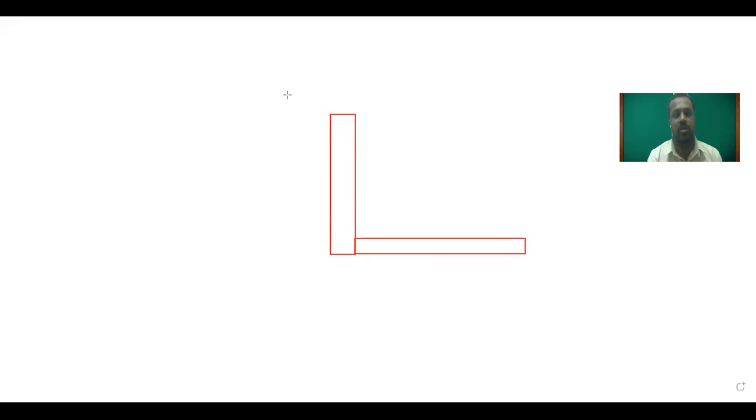Suppose we have two plates like this. This is plate number one and this is plate number two, and both plates are joined to each other with the help of welding. Suppose we have to make the weld here like this and join the two plates to each other. In such a condition it is called a fillet weld.